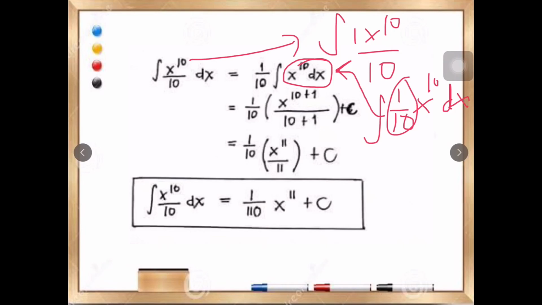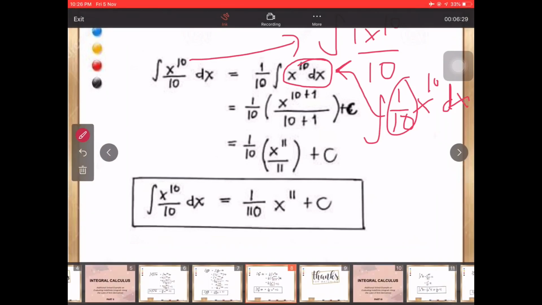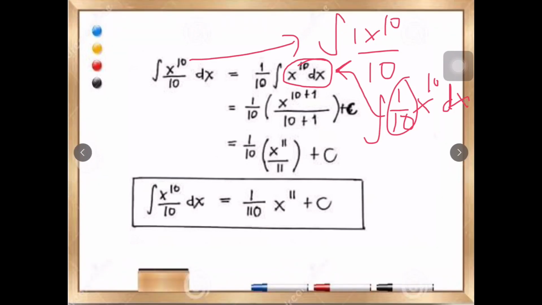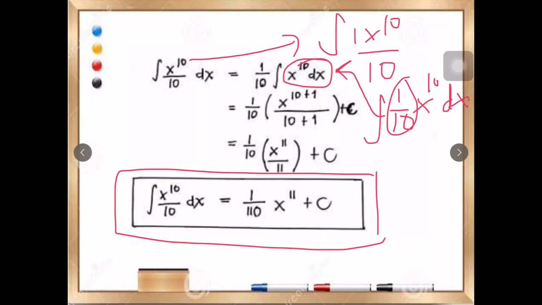Then we multiply the constant to the answer we got by integrating x to the 10 dx. So 10 plus 1 is 11, over 11. 1 over 10 divided by 11 is equal to 1 over 110 x raised to 11 plus our arbitrary constant c.